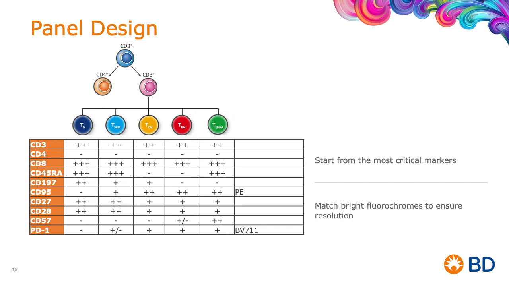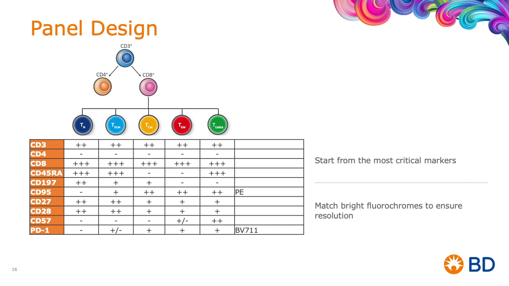These are usually the antigens that are expressed at low levels, and we want to really resolve them as much as possible. So I identify CD95 and PD1 as my most critical markers. And I'm going to use bright or moderate dyes like PE and BV711 to make sure I have enough resolution power to resolve these markers. So I'm primarily focusing just on matching antigen density with fluorochrome brightness.